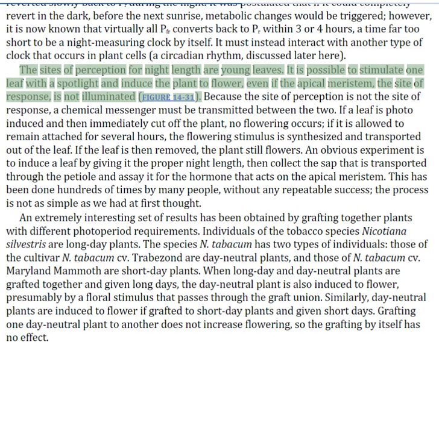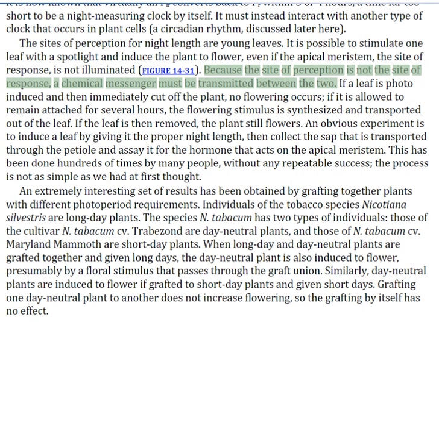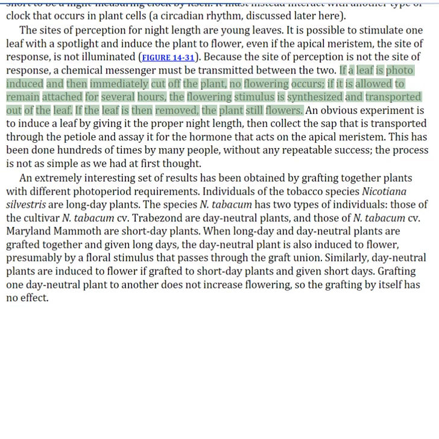The sites of perception for night length are young leaves. It is possible to stimulate one leaf with a spotlight and induce the plant to flower, even if the apical meristem, the site of response, is not illuminated. Because the site of perception is not the site of response, a chemical messenger must be transmitted between the two. If a leaf is photoinduced and then immediately cut off the plant, no flowering occurs. If it is allowed to remain attached for several hours, the flowering stimulus is synthesized and transported out of the leaf. If the leaf is then removed, the plant still flowers.